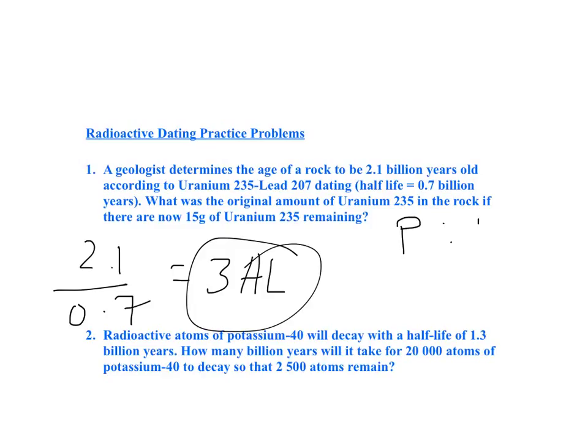We can also see that this is a problem whereby you're going to be working with grams. So we're going to set up a parent-to-daughter ratio. This is going to be the number of grams of parent that was in the rock or the bone initially, and this is going to be the number of grams that was remaining in the rock. So let's see what we have. It says we have 15 grams of uranium remaining in the rock. That tells us that the 15 grams goes here.